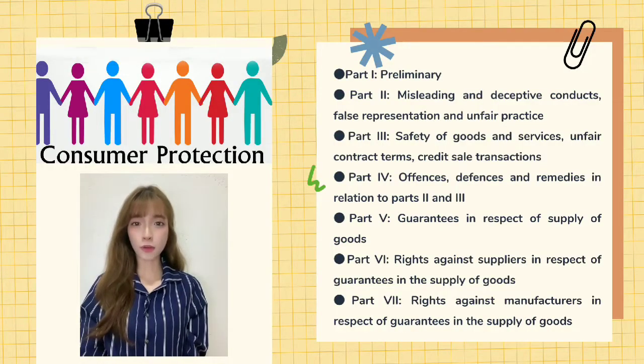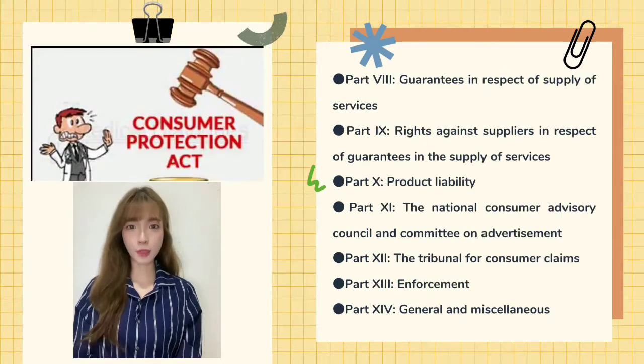The Consumer Protection Act 1999 covers almost every aspect of consumer protection, which includes: preliminary, misleading and deceptive conduct, false representation and unfair practice, safety of goods and services, unfair contract terms, credit sales transactions, offences, defences and remedies relating to Parts 2 and 3, guarantees in respect of supply of goods, rights against suppliers in respect of guarantees in the supply of goods, rights against manufacturers in respect of guarantees in the supply of goods, guarantees in respect of supply of services, rights against suppliers in respect of guarantees in the supply of services, product liability, the National Consumer Advisory Council and Committee on Advertisement, the Tribunal for Consumer Claims, enforcement, and lastly, general and miscellaneous.